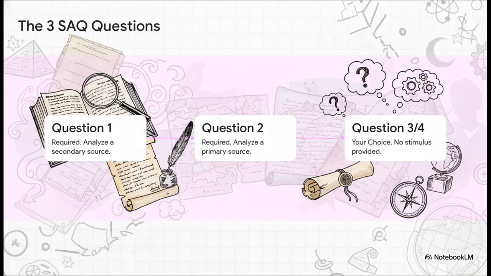Question 1 is required, and it's based on a secondary source. Question 2 is also required, and it's based on a primary source. But then you get a choice. You get to pick between question 3 or 4, and these don't have a source at all. This is your chance to shine and pick the topic you know inside and out.